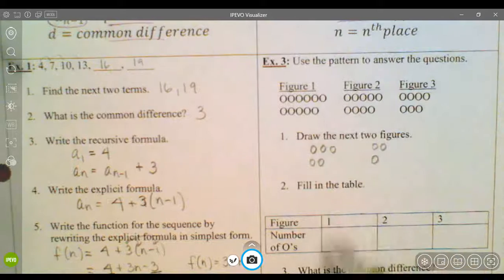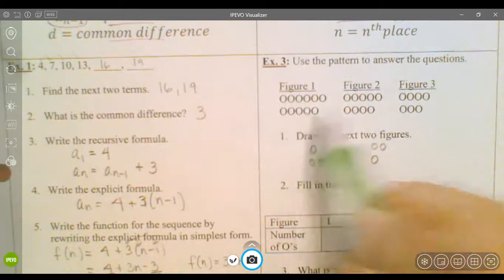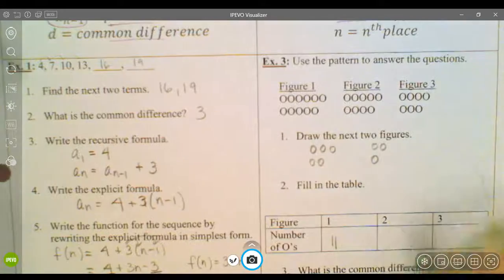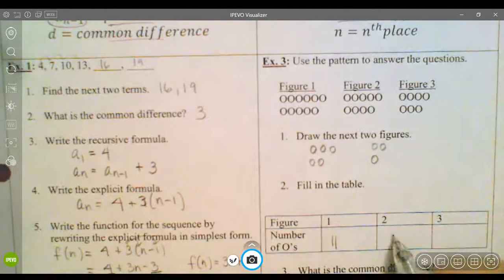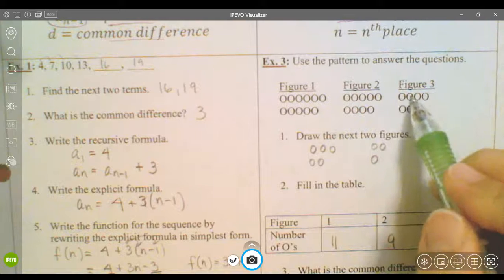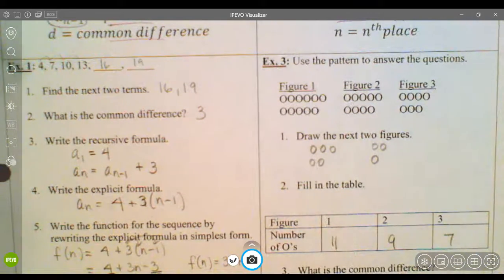So in number 1, fill in the table. Figure 1, figure 2, figure 3. So in figure 1, how many O's? 1, 2, 3, 4, 5, 6, 7, 8, 9, 10, 11. Figure 2, 1, 2, 3, 4, 5, 6, 7, 8, 9. Figure 3, 1, 2, 3, 4, 5, 6, 7. And I bet we have figure 5 O's and then 3 O's. 5, yeah, there it is.